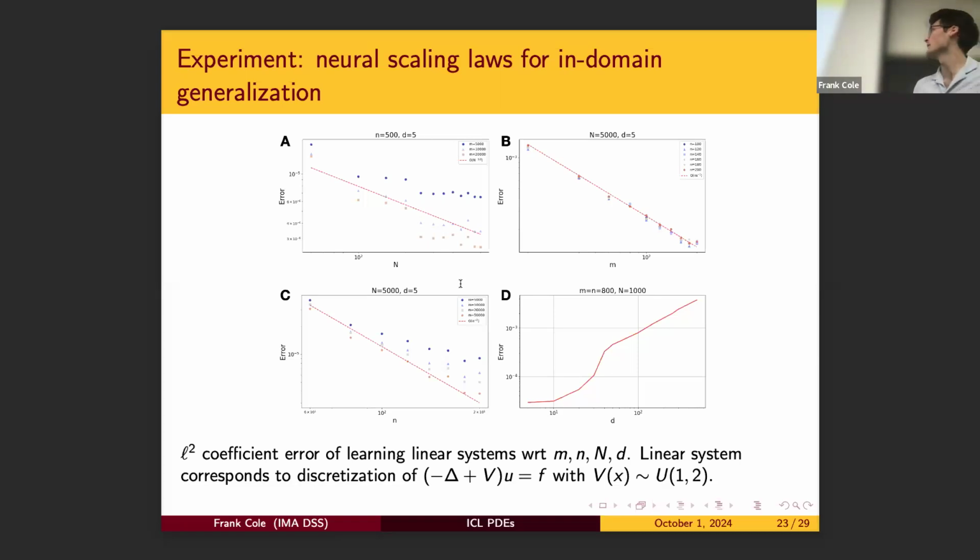The last plot, D, is just plotting the L2 coefficient error for learning the linear system as a function of the dimension. And it's not surprising that you generally need more examples to learn the linear system if you have a larger dimension.